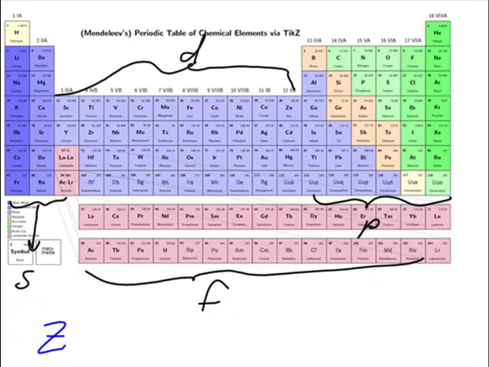Now, to understand why some materials are conductors and some are insulators and some are semiconductors, we need to talk a little more about their electron structure. So we're going to start by looking at copper. It's just a nice representative element.